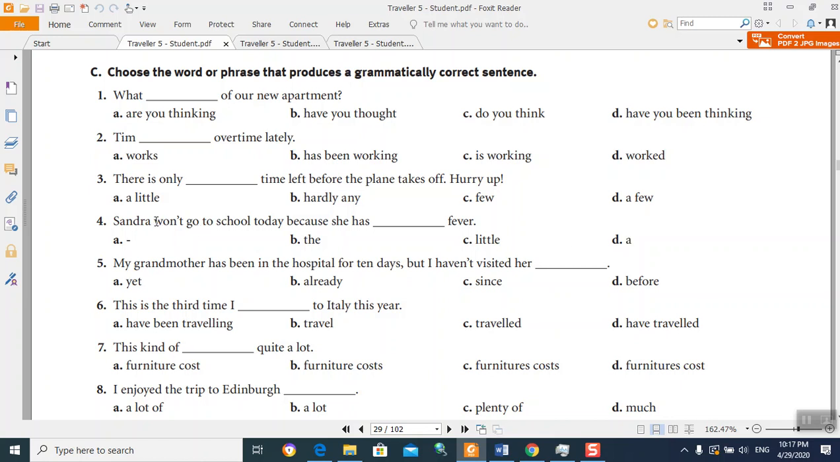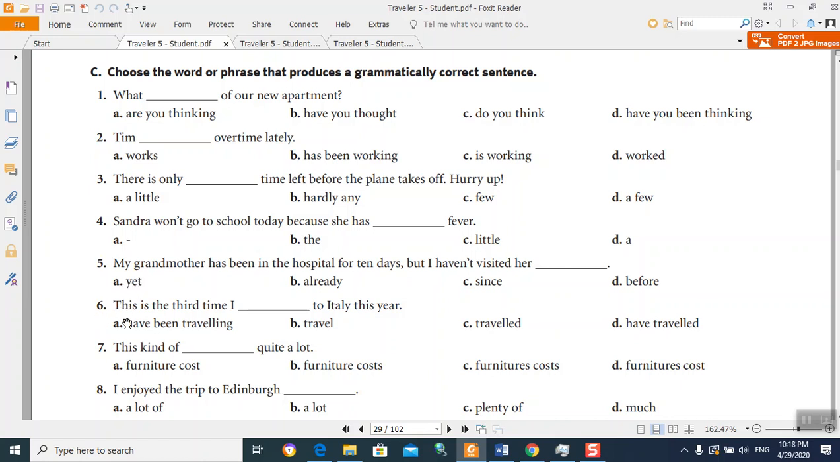My grandmother has been in the hospital for 10 days, but I haven't visited her. Here, the tense is present perfect. Have, verb 3 visited. And it is in the negative. So here we use yet. But I haven't visited her yet. Number 5, it is A.